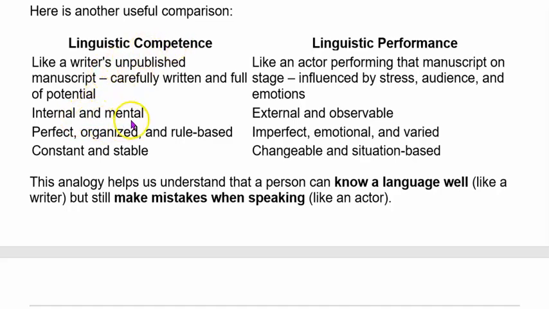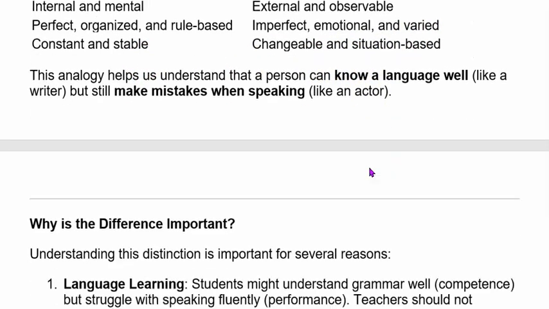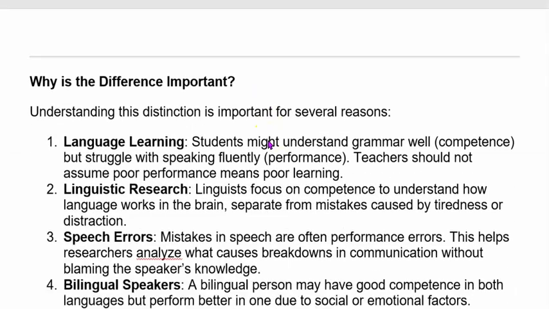Competence is internal and mental. Performance is external and observable. Competence is perfect, organized, and rule-based. Performance is imperfect, emotional, and varied. Competence is constant and stable. Performance is changeable and situation-based. This analogy helps us understand that a person can know a language well, like a writer, but still make mistakes when speaking, like an actor.